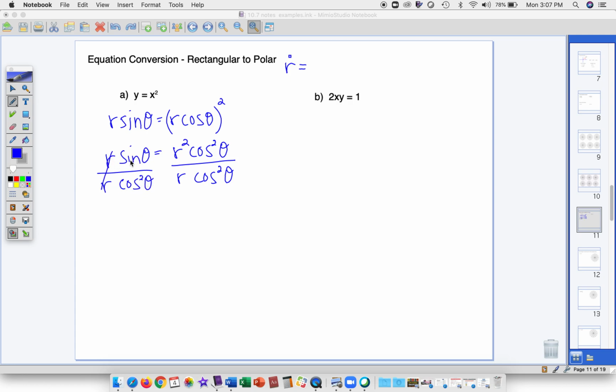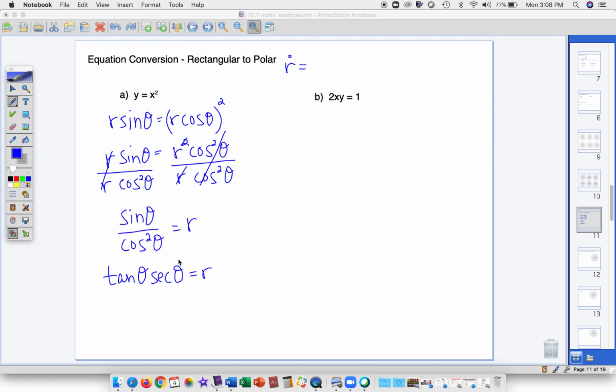So these reduce out. I have sine theta over cosine squared theta. And on the right, the r's reduce out and the cosine squared thetas reduce out, so I just have r. Now, sine theta over cosine theta, we all know is tangent theta. And that leaves us with a 1 over cosine theta, which is secant theta. So there's our polar equation: r equals tan theta secant theta.